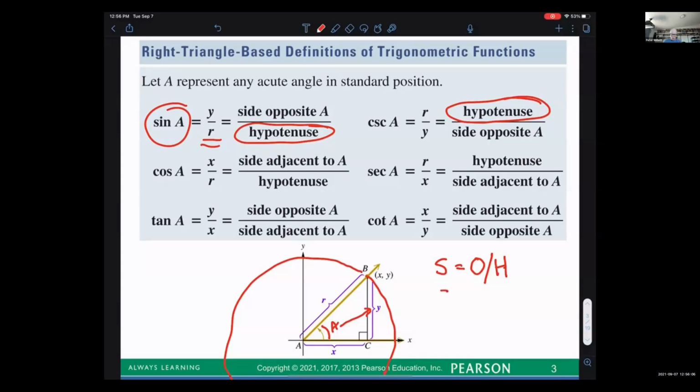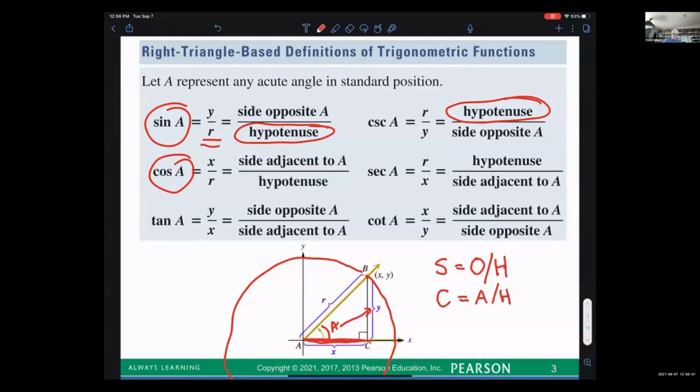Similarly, the cosine of the angle, which is here, is x over r from our circle definitions. But in this triangle, the x is now the adjacent side to the angle. So the angle A is here, and then the x side right there on the bottom is the one right next to the angle. That's not the hypotenuse. So they call that the adjacent side. And so the adjacent side divided by the hypotenuse, and we write that as the cosine is equal to the adjacent divided by the hypotenuse.